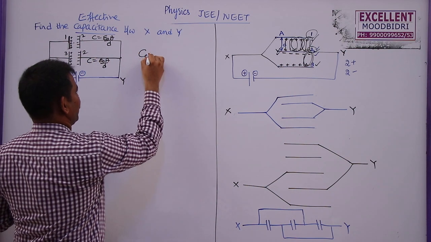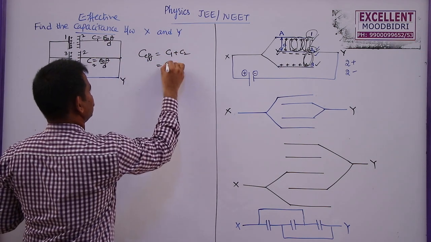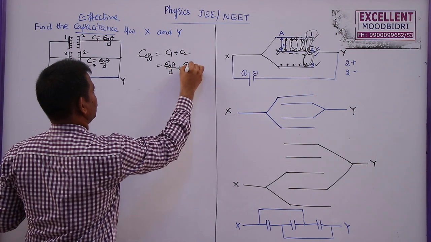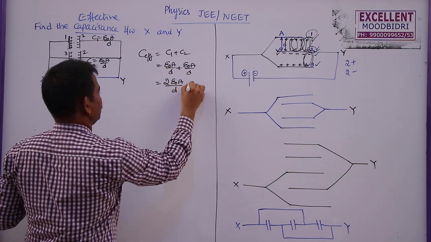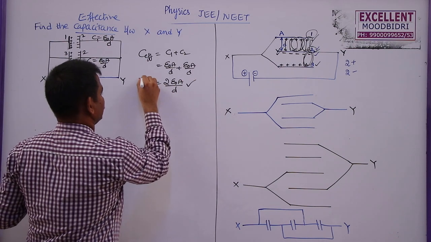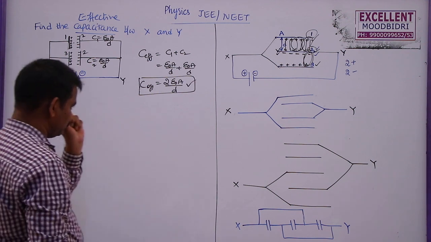So the effective capacitance is given by, this is C1 and C2. C1 plus C2, which is equal to epsilon naught A by D plus epsilon naught A by D. This is 2 epsilon naught A by D. This is the effective capacitance for the first diagram. Similarly, we can follow for the second, third, fourth diagrams also.